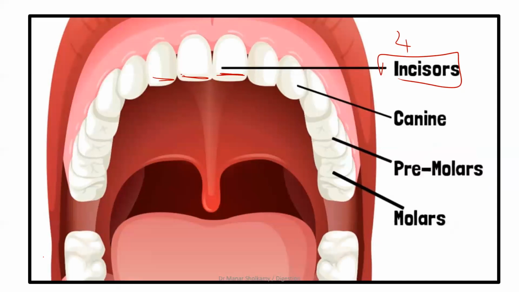They have a straight surface here, and in biology we call this straight surface chisel in shape. Chisel with an L, okay? So chisel means it has a straight surface like this. It's not pointed. It has only one root.